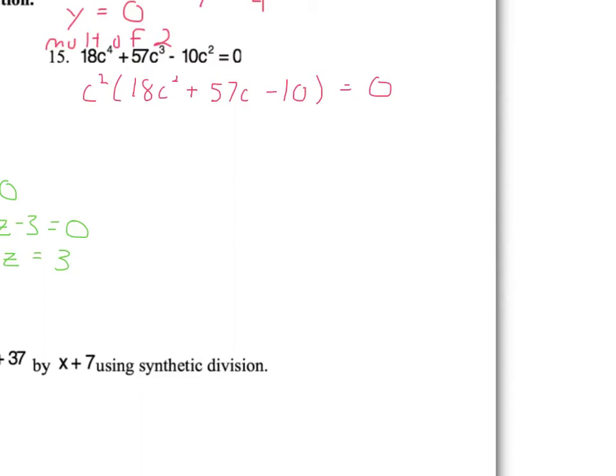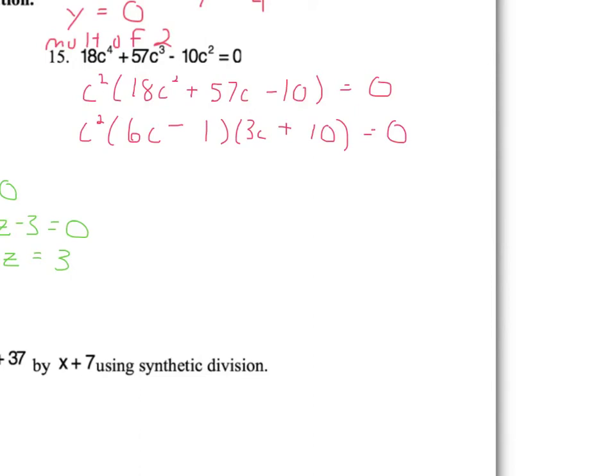And now I need to see if I can factor further. Hopefully I can. So I am going to see if I can factor this with a 6c and a 10 over here to make 60. And then I'll have a 3c and a 1 to make 57. So let's see. So that'll be a plus and a minus. So it looked like that worked.